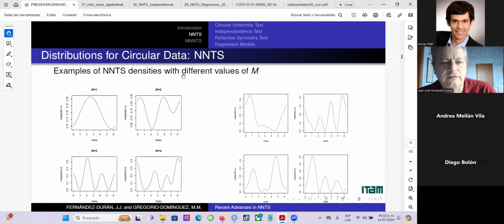You have here some examples of different cases of the NNTS densities with the case m equal to 1, that is always unimodal and symmetric, and then the case m equal to 2, 3, and 4. And on the right side, you have many cases with m equal to 4, in which not necessarily you observe 4 modes in the density. In that case, m is related to the maximum number of modes that the circular density will present, and not exactly the number of modes.